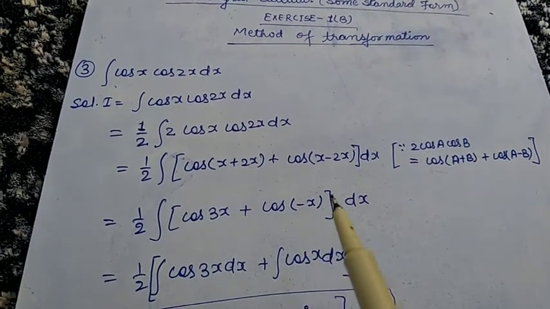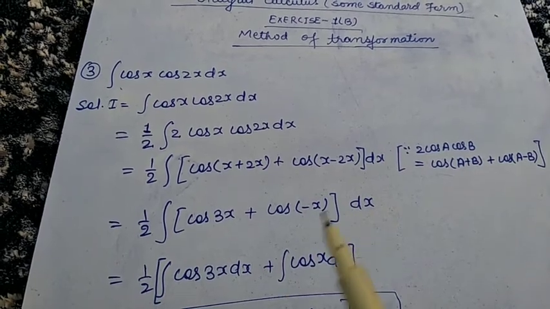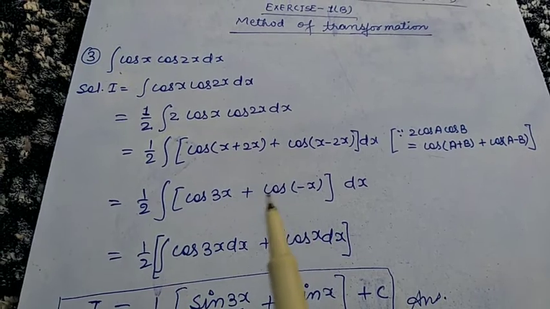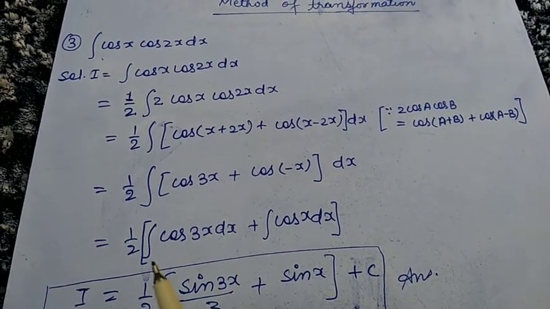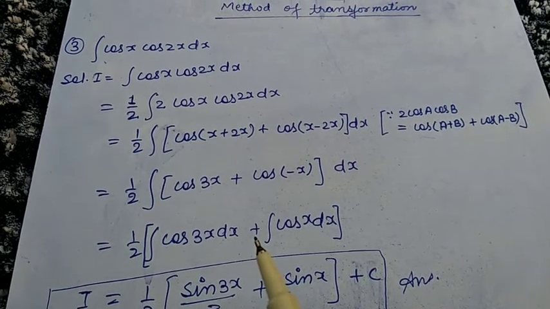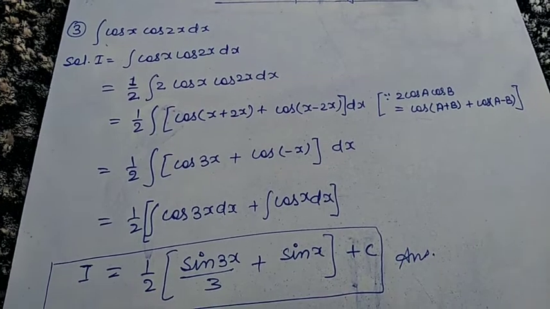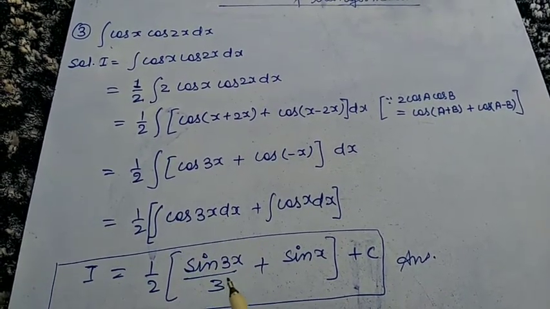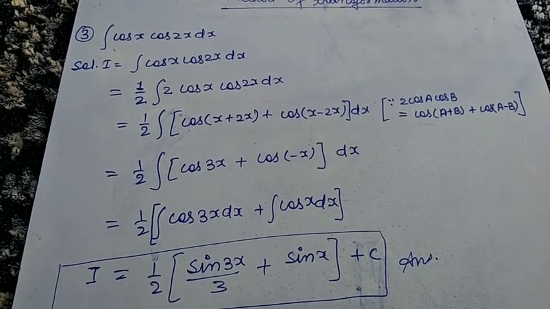We know that cos of minus x is equal to cos of x. So in the next step, we have just individually integrated it. So it is 1 upon 2 integration of cos 3x dx plus integration of cos x dx. So I is equal to 1 upon 2 into sin 3x upon 3 plus sin x plus c. This is the answer.